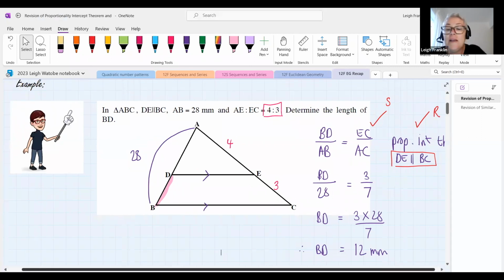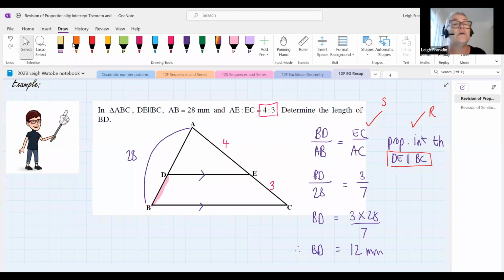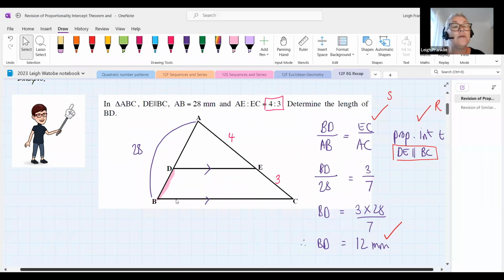How are we feeling now? Are we all good with this? So statement, reason, cross multiplication, and then a mark for our answer. Thumbs up, thumbs down, everybody good? Yes, good. That's correct. Yeah, 28 is divisible by 7. Didn't need to touch a calculator there.